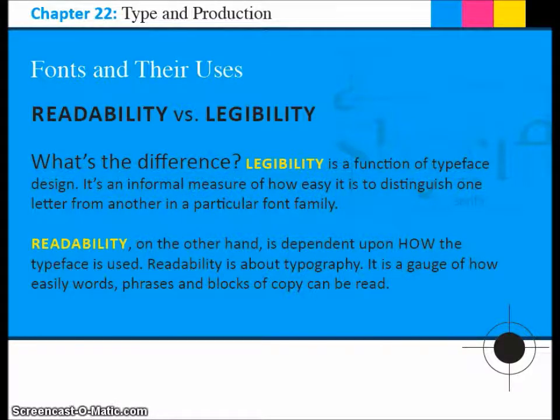Readability, on the other hand, is how the typeface is used, which means space between the letters, space between the lines, and how easily the entire body of words flows as you're reading it in the publication. It's about typography. It's a gauge of how easily the words and phrases and blocks of copy can be read. So it's important to know the difference between the two.